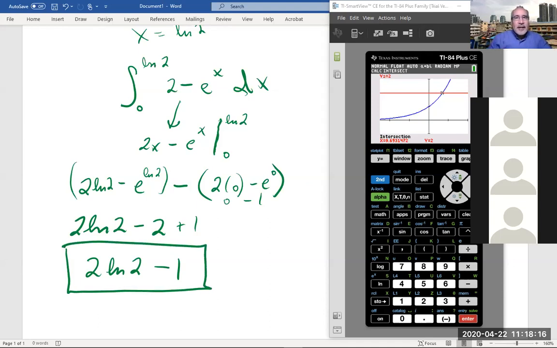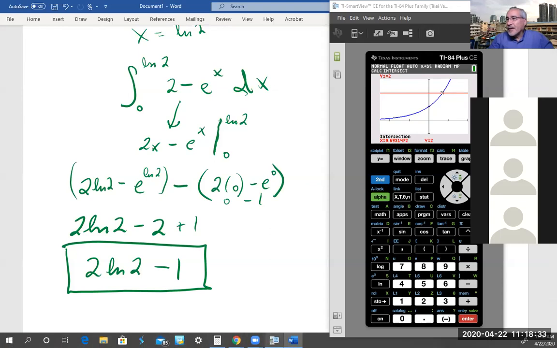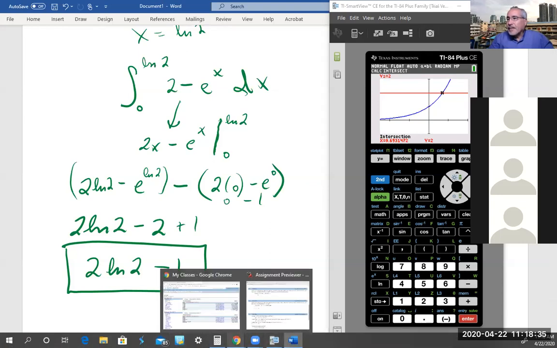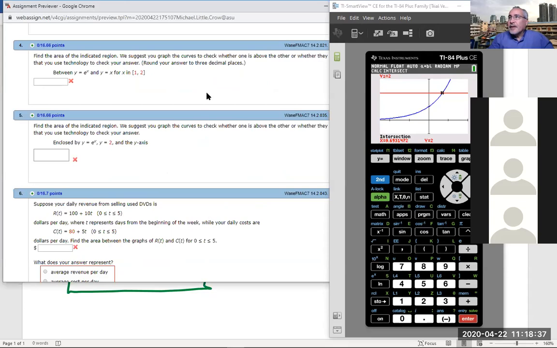The good news is if this is a multiple choice test, you could actually do it with the calculator. And then when you plug this in, turn it into a decimal. But for WebAssign's purposes, let me pull it up and I'll show you. What did we have? We had 2 natural log of 2 minus 1.